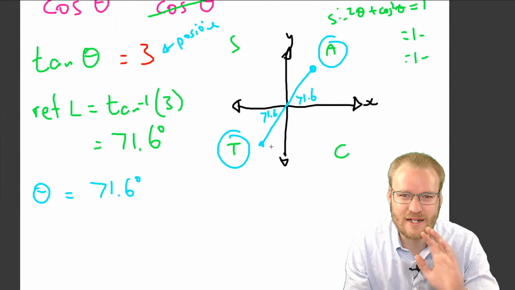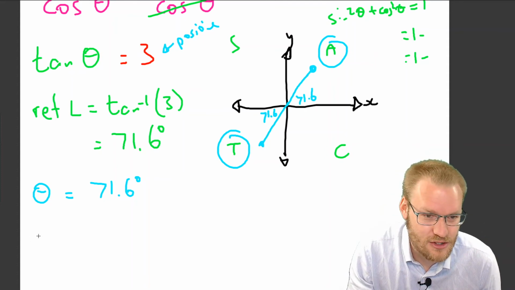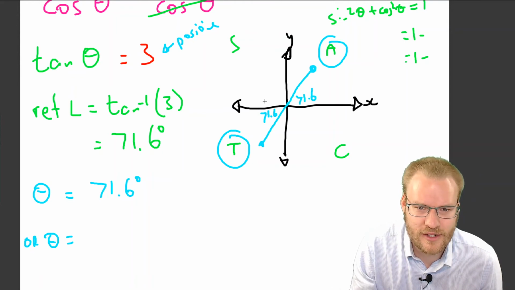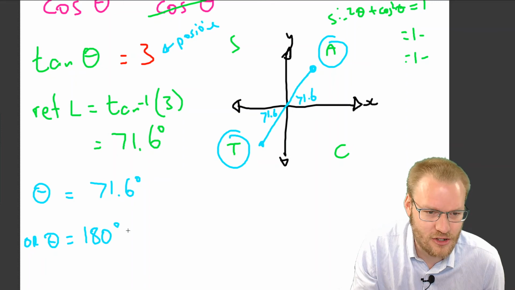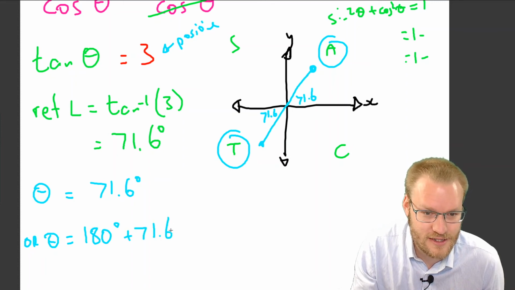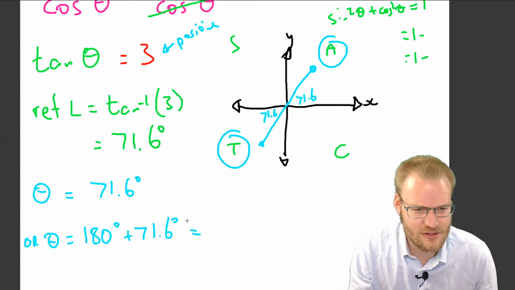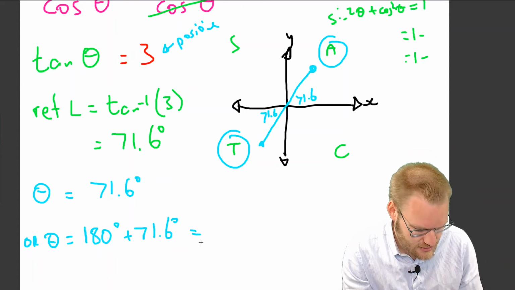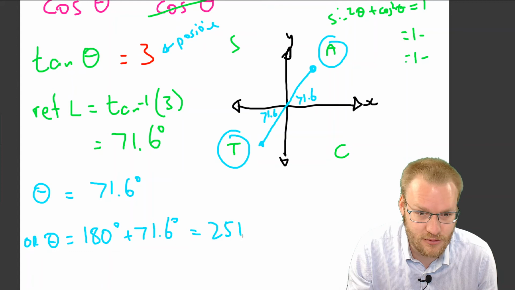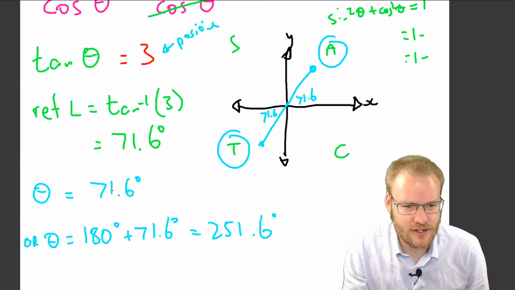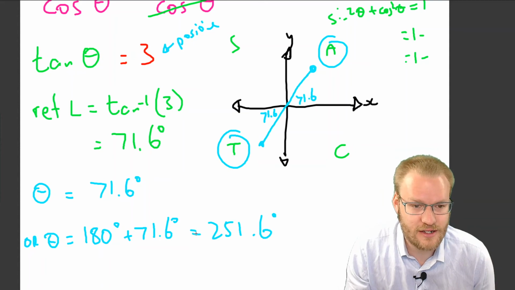Don't have to worry about 90 pluses and minuses. So that's the one option of theta, or theta equals, well, if that's 180, we must add another 180. Let me actually show this step, I notice I say it but I don't always write it down. 71.6 plus 180 equals 251.6. So there are two values of theta.